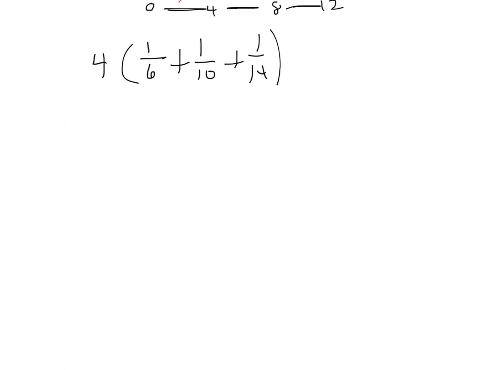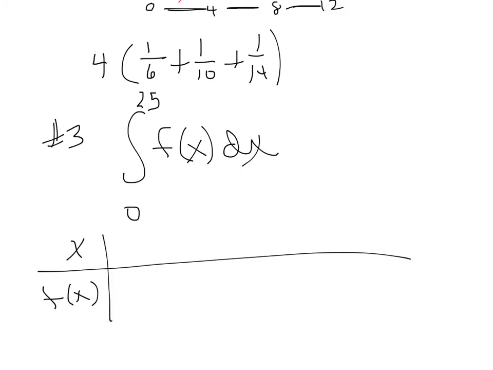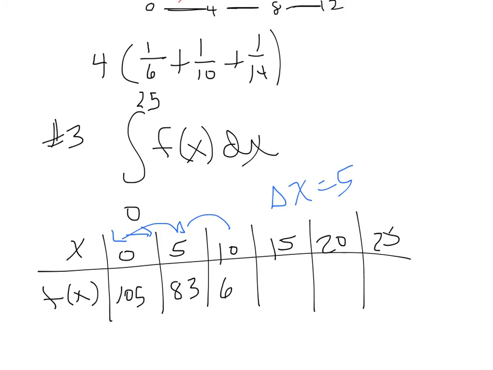All right, then number 3, they say my integral is from 0 to 25, and they don't give me a function, but they give me a table. So my table gives me my values of x, which is 0, 5, 10, 15, 20, 25. So you can already see that your change in x is 5. That's my interval. From here to here is 5, here to here is 5, and so on. And then they give you these numbers, 105, 83, 68, 57, 44, and 21.